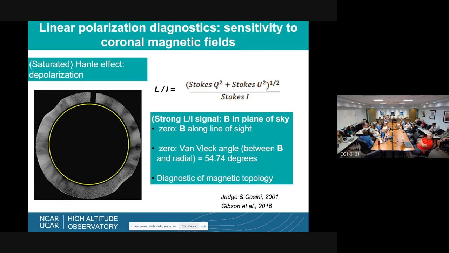Why look at AIA? Just look at any instrument, UCoMP intensity. Yeah.